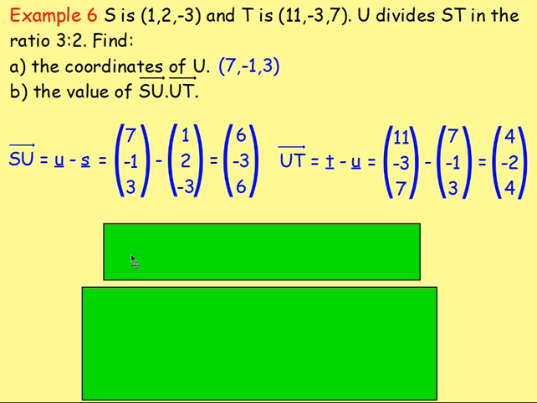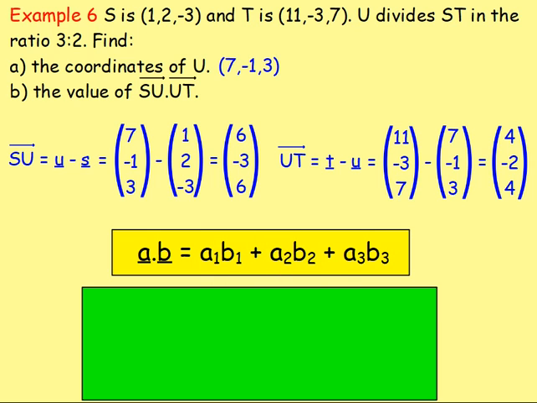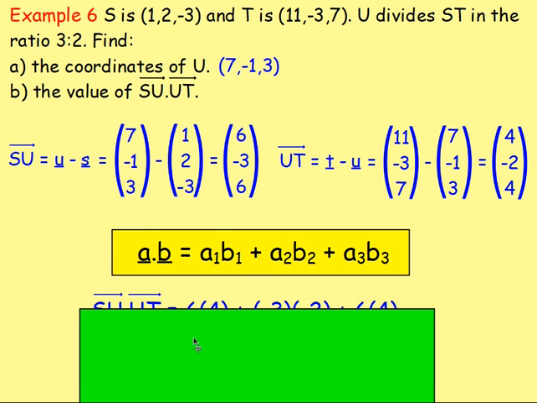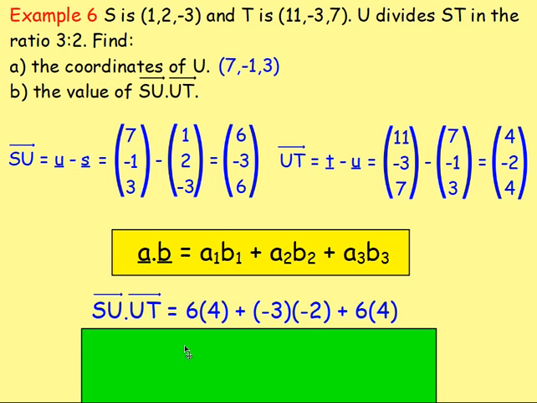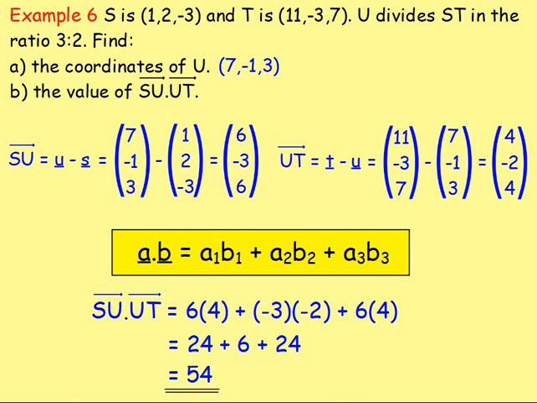Yeah, you want to use the formula. The formula we'd use this time to get the vector scalar product is a dot b equals a1b1 plus a2b2 plus a3b3. Really, you're multiplying the components together. So to work out su dot ut, you will have 6 times 4 plus negative 3 times negative 2 plus 6 times 4. Simplify that and it gives you 24. Add 6, add 24, which, Grace, will give you 54. Brilliant. And that will be your answer.